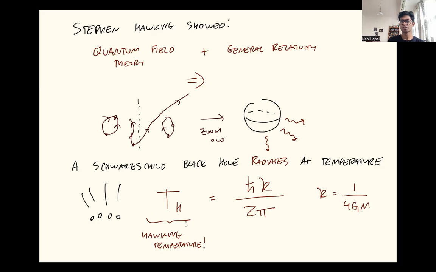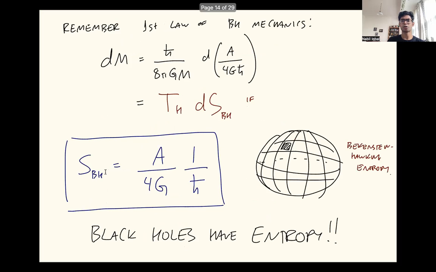Okay. And it's given by exactly what we would have expected from our thermodynamic analogy, except that we now know there's a factor of h bar in this formula, where the h bar is there because now we're doing some quantum mechanics. Okay. So now, let's remember the first law of black hole mechanics.